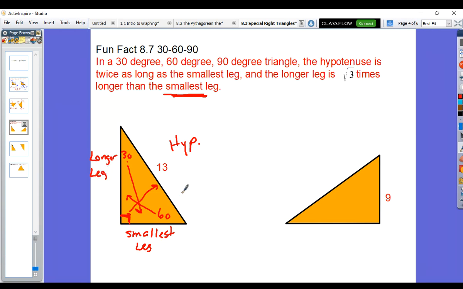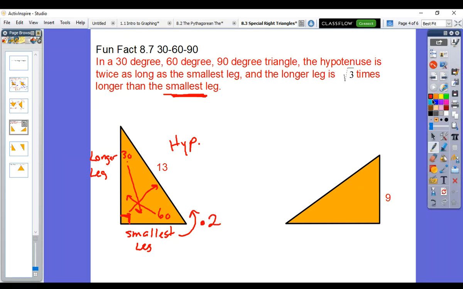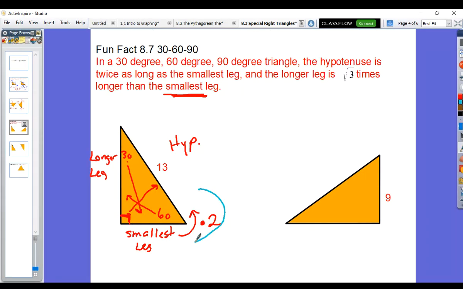So according to this, the hypotenuse is twice the length of the smallest leg. So to go from the smallest leg to the hypotenuse, we multiply by 2. So if we're going from the hypotenuse back to the smallest leg, what do you think we're going to do? Yeah, we're going to divide by 2 this time. So let's do that. Take 13 divided by 2. We get either 13 over 2 or 6.5. I like the fraction better only because no decimals.